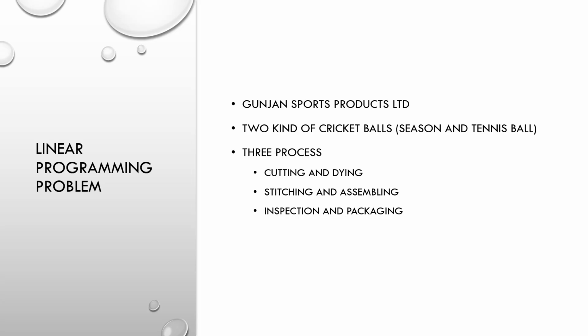It's a private limited company which manufactures two types of cricket balls. The first one is season ball and the second one is tennis ball. To manufacture both the balls, it has to pass through the same assembly line, which has three different processes. The first process is cutting and dyeing, the second is stitching and assembling, and the third one is inspection and packaging.